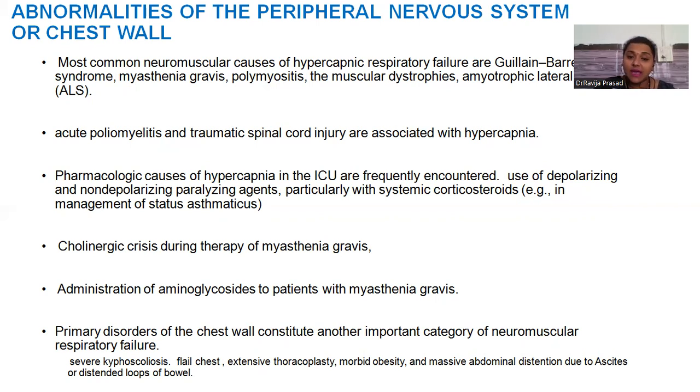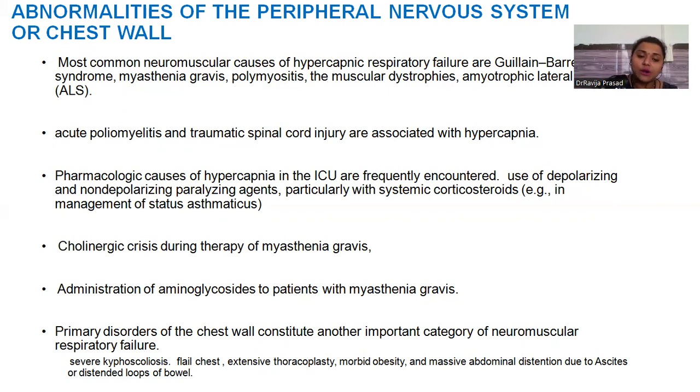Pharmacological causes of hypercapnia frequently encountered in the ICU include the use of depolarizing and non-depolarizing paralyzing agents, particularly with systemic corticosteroids, for example in the management of status asthmaticus, and cholinergic crisis during therapy of myasthenia gravis. So these are the abnormalities in the chest wall which can cause respiratory failure. Then there is the administration of aminoglycosides to a patient with myasthenia gravis.